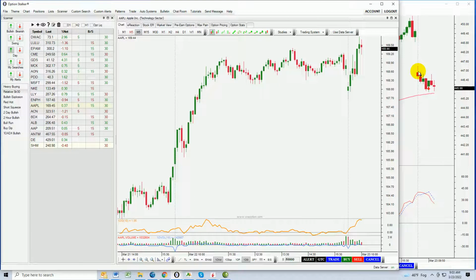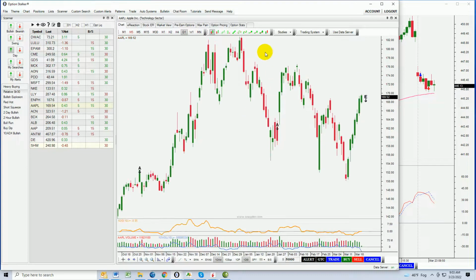Market gap down, drifting lower, Apple rebounding through the prior day's high, decent volume, excellent relative strength. Hey, I think we got a really good one here, folks.